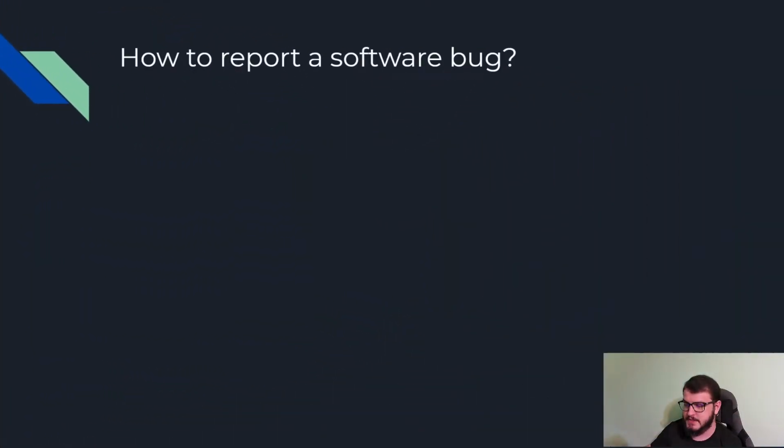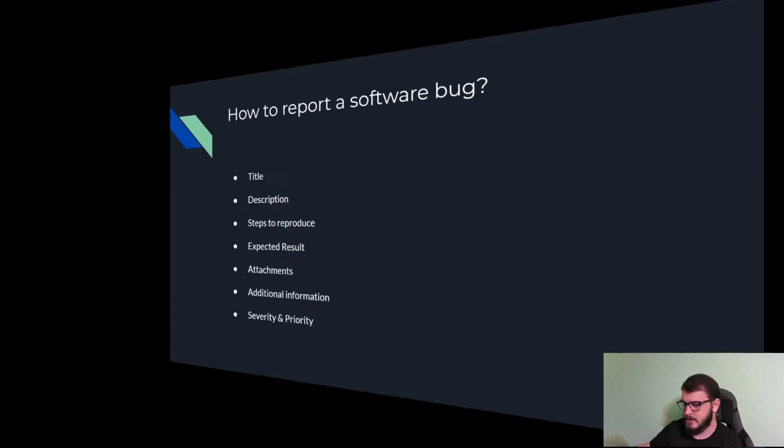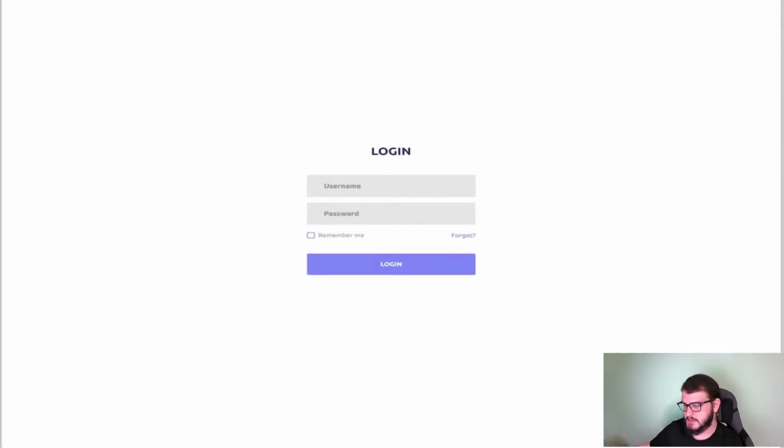Let's move on and see how we report those bugs when they are found. First of all, let's take a look at the basic structure of what a bug report should contain. We have title, description, steps to reproduce, expected result, attachments, additional information, and we're going to talk about severity and priority a little bit afterwards. Before we move on and take each of these sections individually, let's think of an example and work on it. Let's take what we previously gave as an example. When you want to log in into your account, the login button doesn't work, no matter how many times you click it.